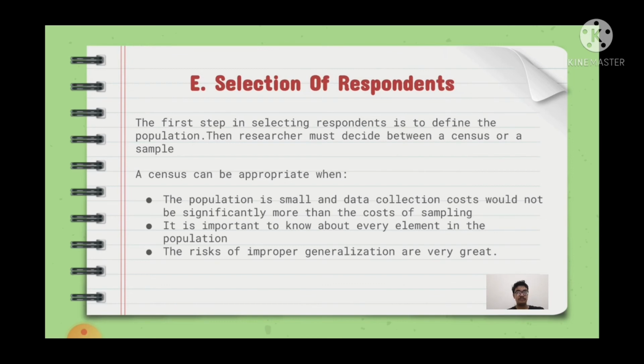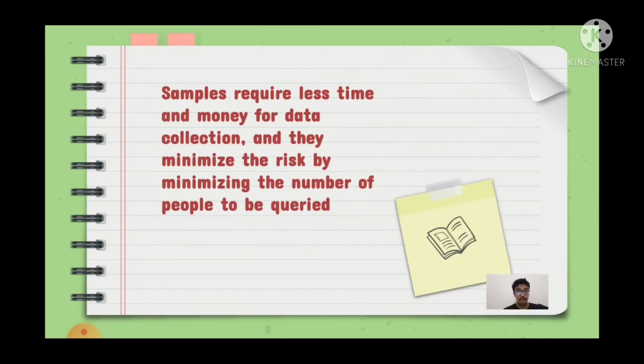The risks of improper generalization are very great. In most cases, it is not necessary to take a census. In fact, sampling is often more advantageous to a researcher. Samples require less time and money for data collection, and they minimize the risk by minimizing the number of people to be acquired.